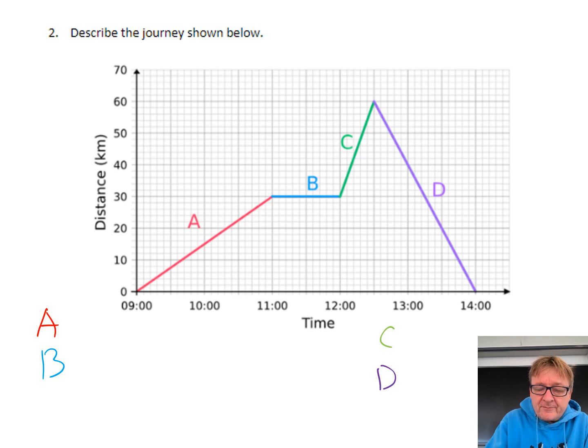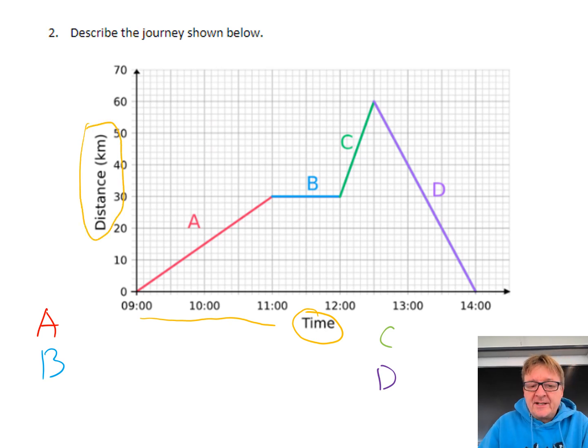the time. So this axis here is time, okay? So look at it and just picture exactly what's going on, 9 till 10, 10 till 11. Then the most important thing about any of these graphs here is you look at this. That says it is distance. All right, so now what I'm going to do is I'm going to start at 0 and I'm going to follow A and then start at B.